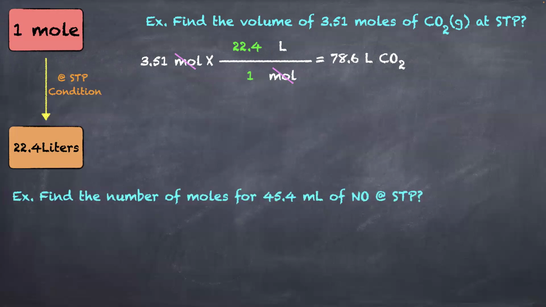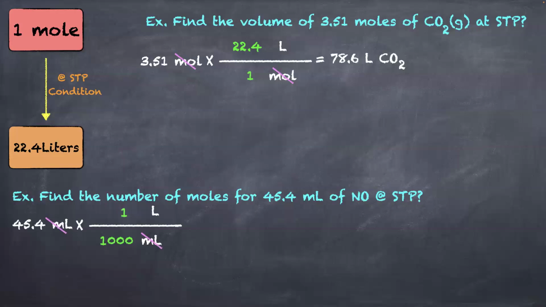Now let's take a look at another example. This time we're working backwards. They're asking us for the number of moles of NO, or nitrogen monoxide, under STP. They've given us the volume in milliliters this time. We know the conversion between moles and liters, not moles and milliliters. So first step is to convert milliliters to liters. Milliliters has to be at the bottom, liters at the top. For every 1 liter, there are 1,000 milliliters. Liter is larger than milliliter, so for every 1 liter there's 1,000 milliliters. This way milliliters cancel out, and so far we get the answer in liters if you plug it in the calculator.